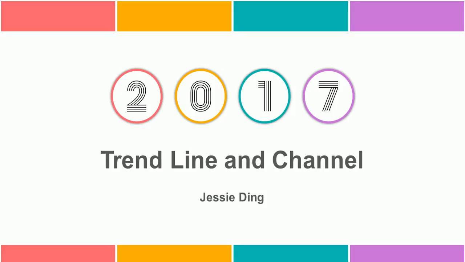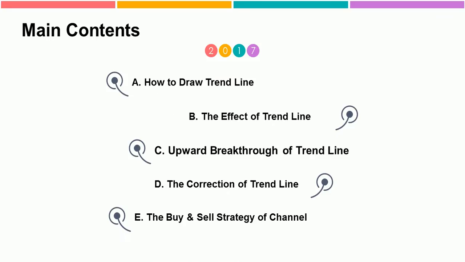So from today's course, I think you can learn how to draw the trend line. So let's see the main contents. Today we will talk about how to draw trend line. The second one, the effect of trend line. The third one, upward breakthrough of trend line. The next one is the correction of trend line. The last one, I will teach you two functions for judging buy and sell points. So this is the main contents of today's course.